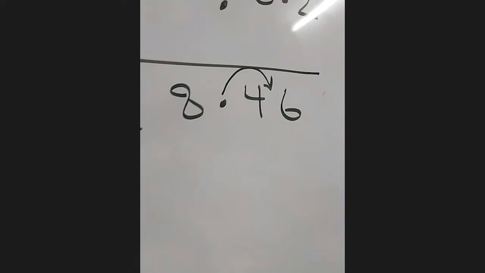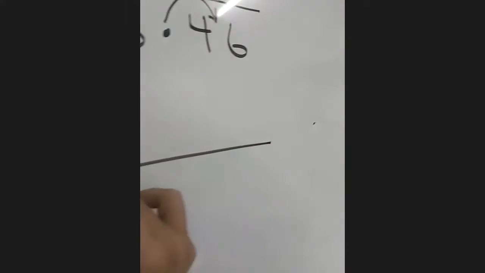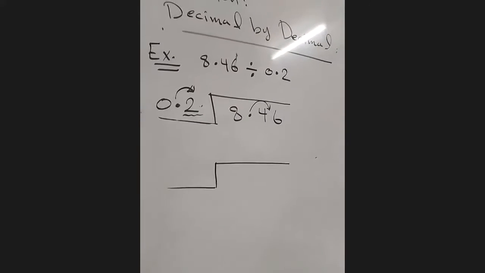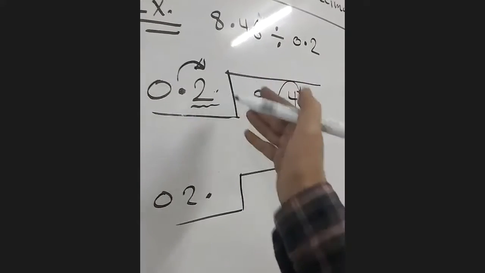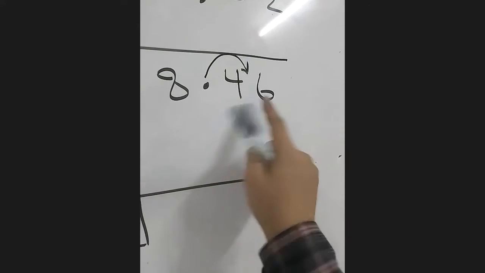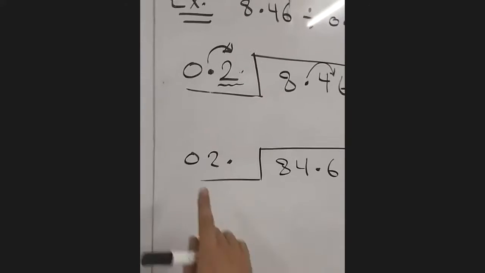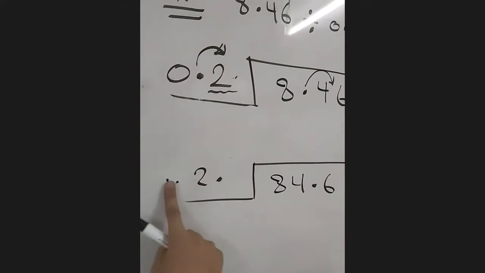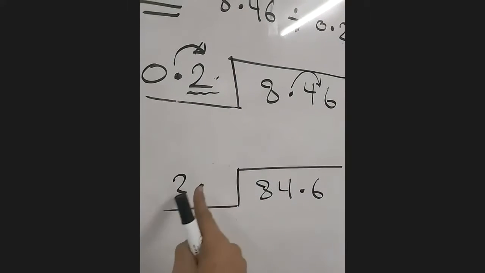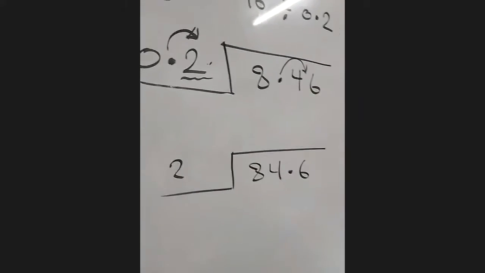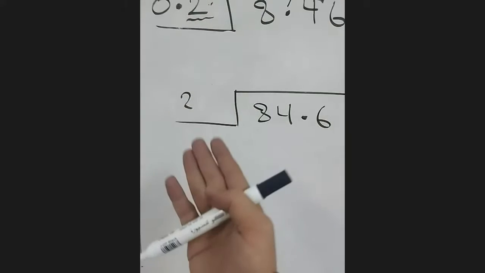Now I have 2 new numbers. Here will be 0, 2, and the decimal here, right? I pushed it. And here, the decimal will be between 4 and 6. Now this 0 has no value, we can cross it, we can erase it. 2 decimal, nothing, no need for it. Now what we have here is 84.6 divided by 2.